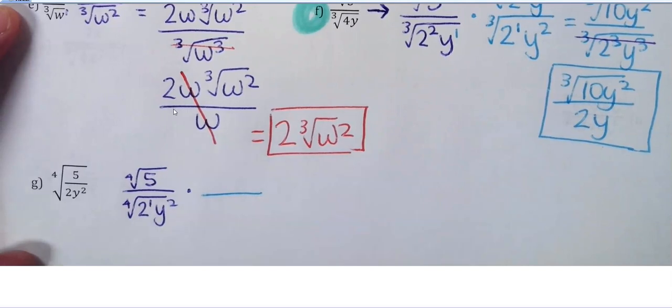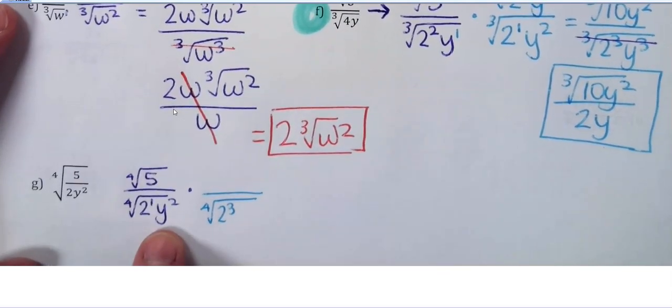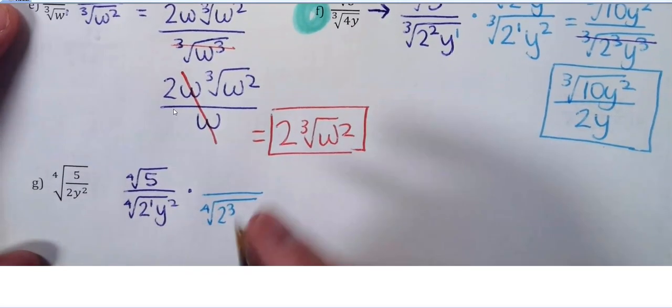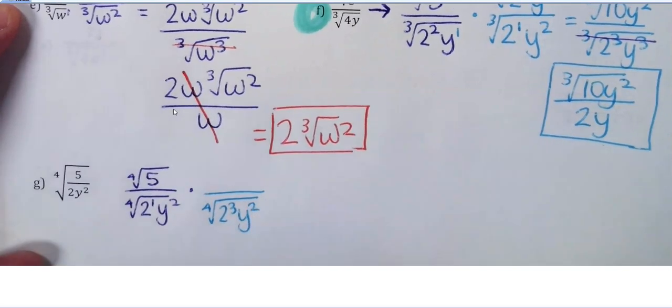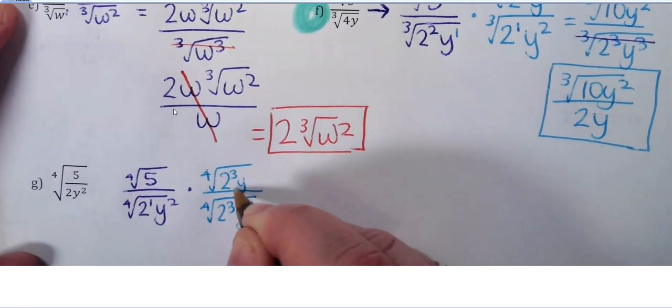3 more. So just do the 4th root of 2 to the third. How many more y's do I need? 2, because you got 2 here. I need my exponent to be divisible by 4, so I just need 2 more. And whatever you do to the bottom, you're going to do exactly the same thing to the top.